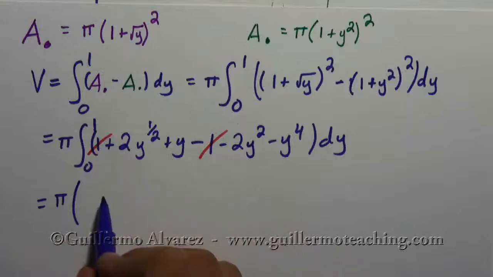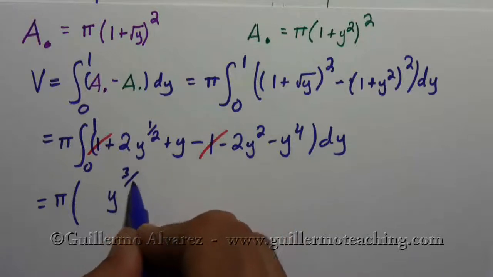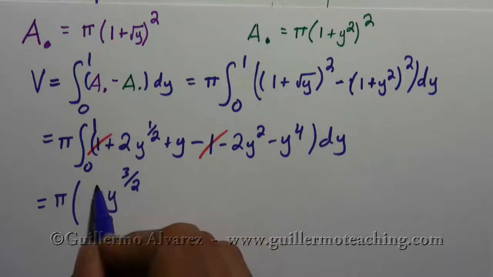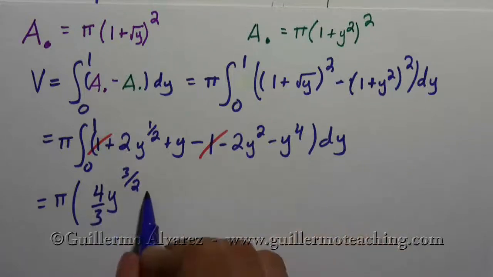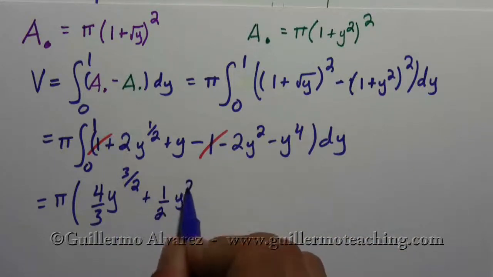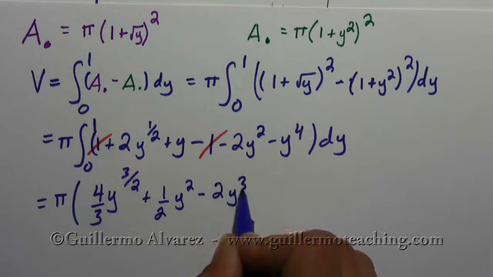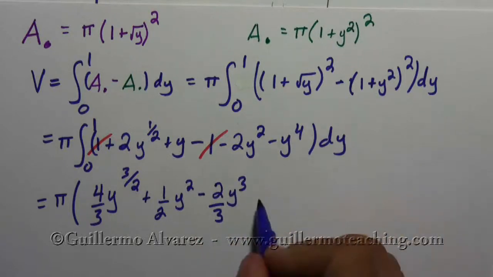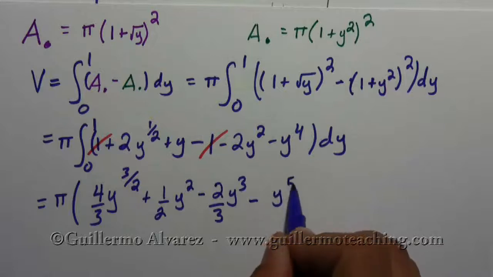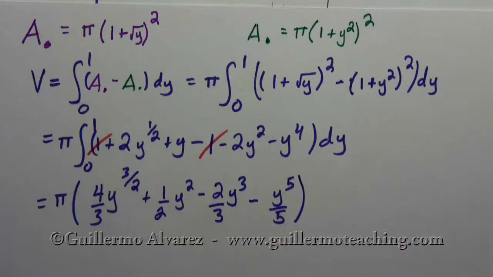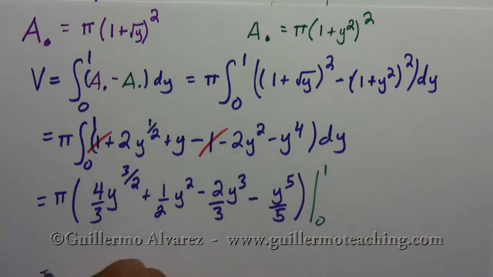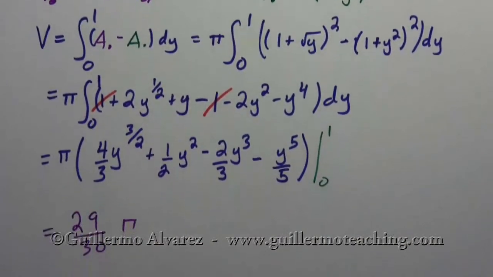So if I get the antiderivative now, what I'm going to get is y to the 3 halves times 2/3, and when I multiply by that 2, I'm going to get 4/3. And then plus 1/2 y squared minus 2y cubed over 3 minus y to the 5th over 5. And this is going to be evaluated from 0 to 1. And when you simplify all this out, you should get 29 over 30 pi. And that's your answer.